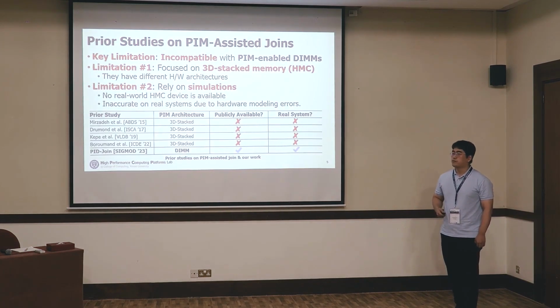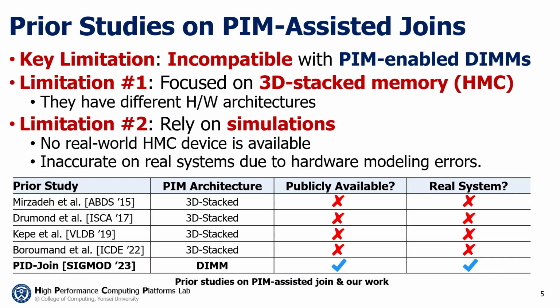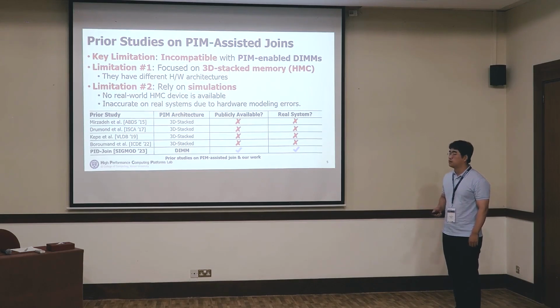Prior studies already proposed several join algorithms to utilize PIM. However, there are two key limitations that prevent directly applying them to PIM-enabled DIMMs. The first limitation is that they commonly focus on 3D stacked memory, which has a different architecture from PIM-enabled DIMMs. And second, they rely on simulation-level studies, because there is actually no real-world hardware available. So they commonly focus on 3D stacked memory, which is not publicly available, and they cannot be evaluated on a real system.